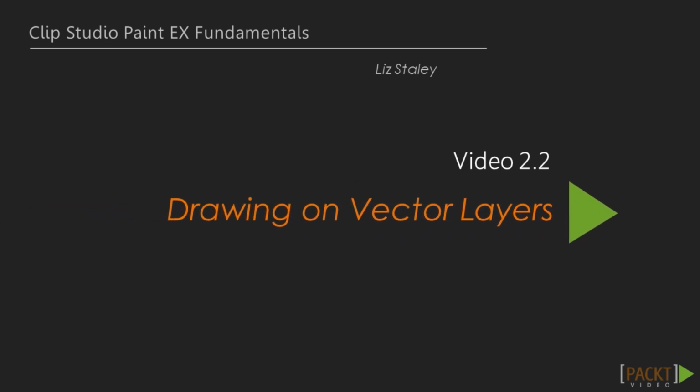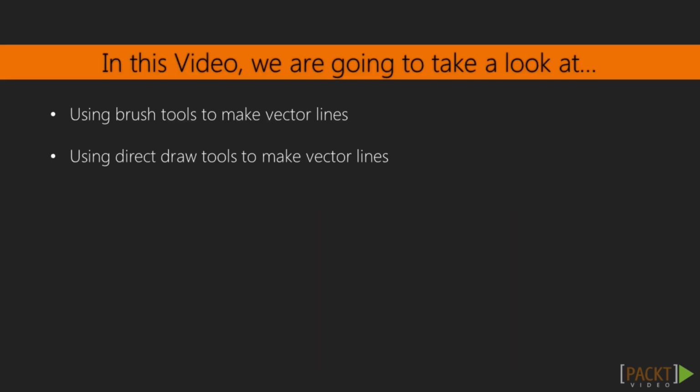Hi, and welcome back to our course. In the previous video, we learned how to create vector layers in Clip Studio Paint. It's a small step, but it's essential for starting to work with vectors. In this video, we are going to start drawing on one of those vector layers. We'll cover a few different ways to make our mark. Let's dive right in.